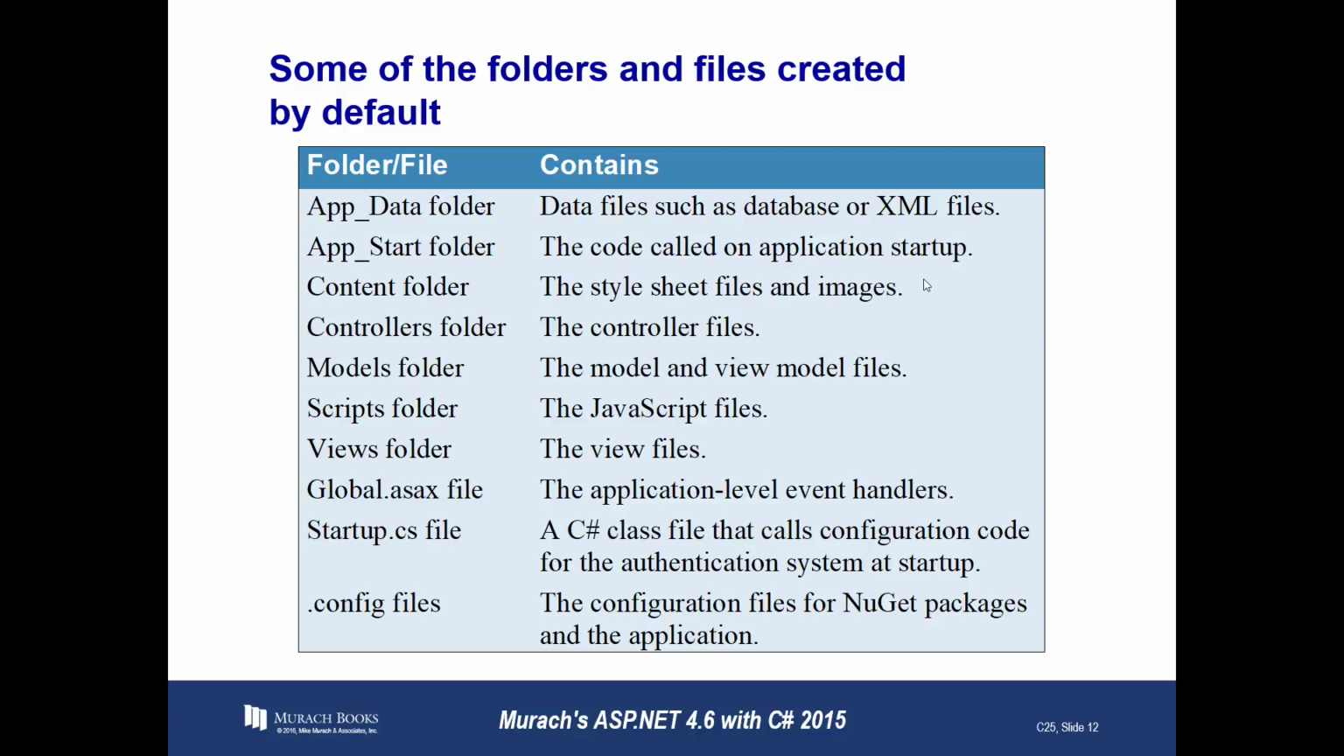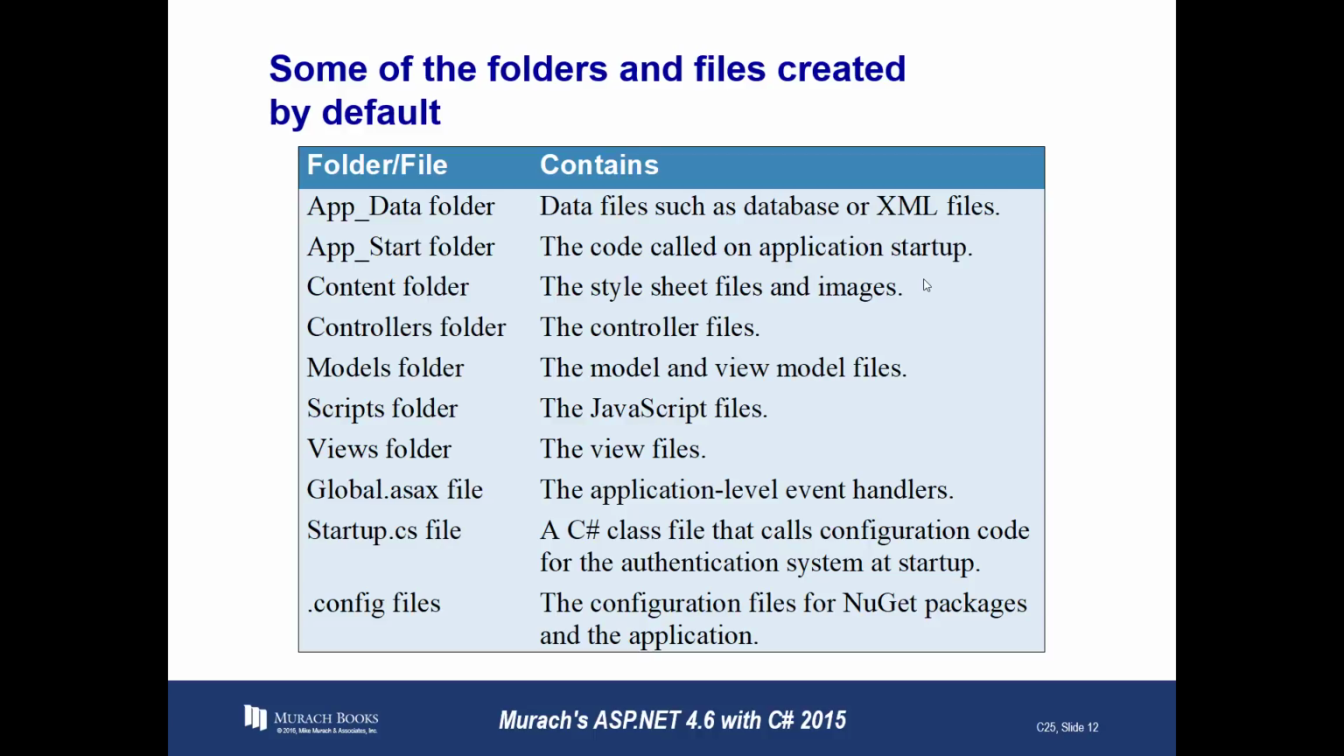The app data folder is where we hold our database or databases. The app start folder is, as it says, the code that's called on application startup. We may have to go in there and tell the system when it starts, if we want to change and make sure that what is called is what we want to have called, then we might have to go in there and make changes to that file.